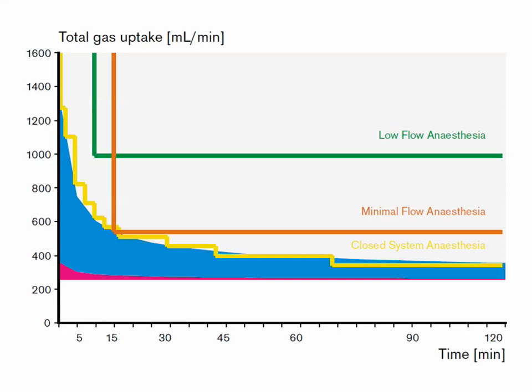The green line represents low flow anesthesia. So you're providing high fresh gas flow rates initially, and then you can plateau off to 1 litre per minute. This is the minimum flow anesthesia. And then, as I mentioned, for closed system anesthesia, which is used in other countries, you're constantly adjusting it as the patient uptakes the gas.